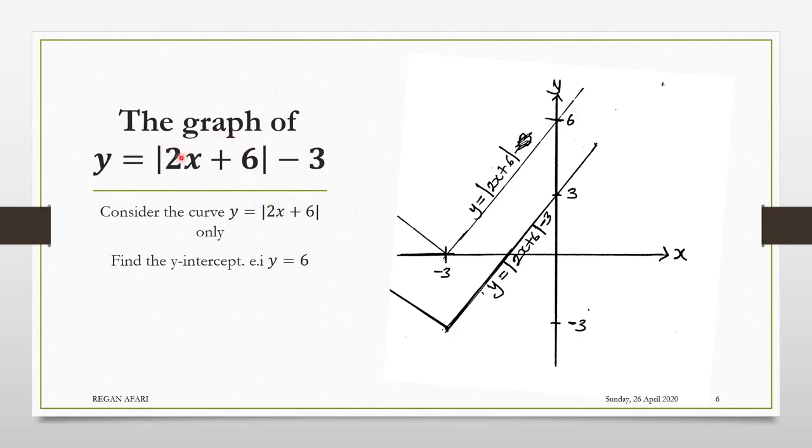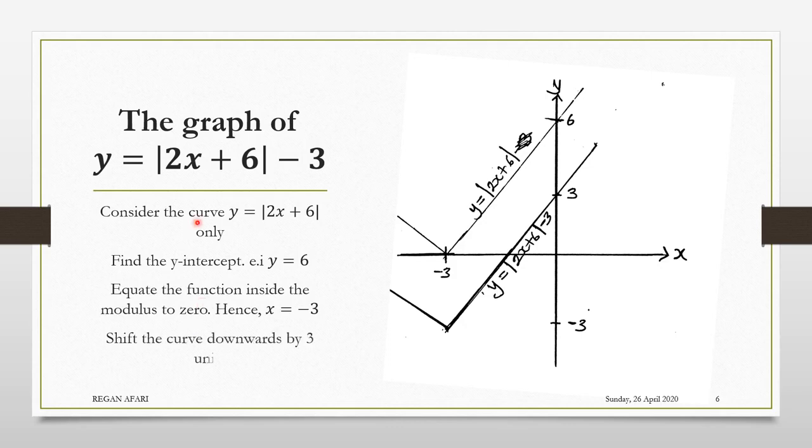Then we look for the zero of the inner function. That is when you equate the inner function to 0. As soon as you equate this to 0, you get 2x plus 6 equals 0. So that will give you 2x equals negative 6. X will give you what? Negative 3. So you have your 6 here, and you have your negative 3 here.